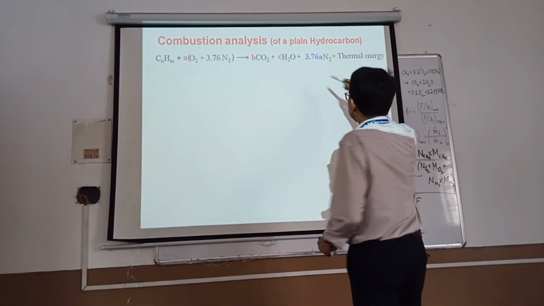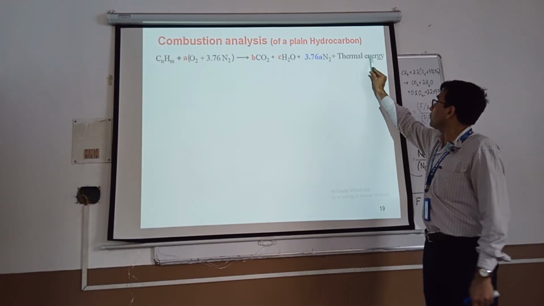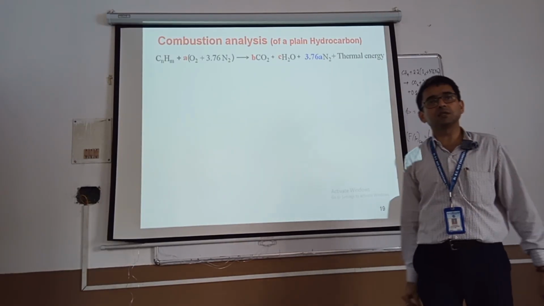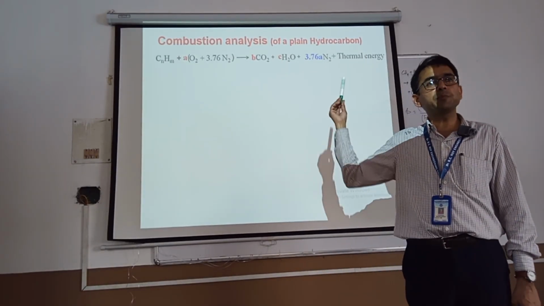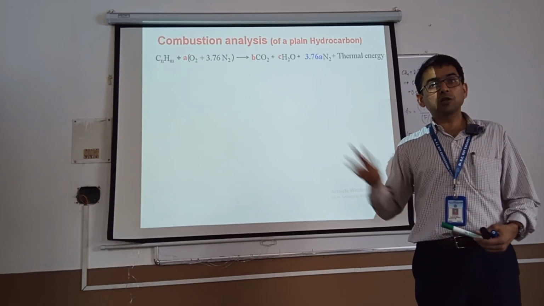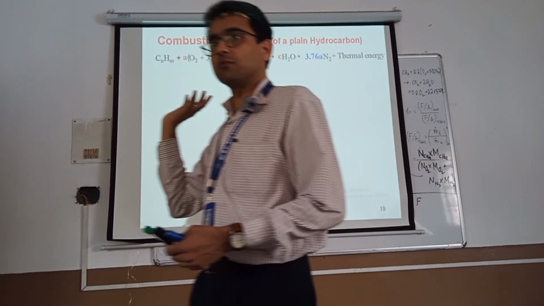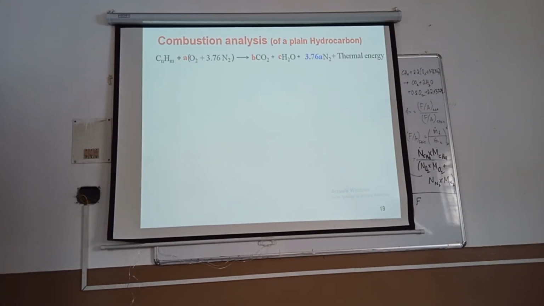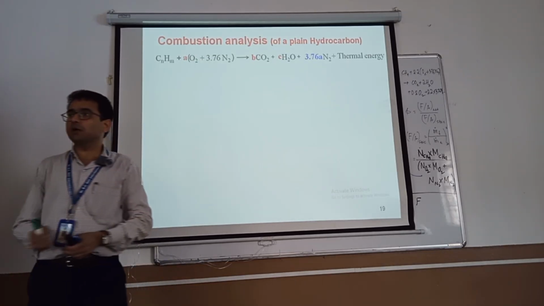Now this is an exothermic reaction. So on the product side we have written thermal energy. That means what? Where is it coming from? Can you tell me? Although we are not solving the conservation equation now, that means we are not solving energy conservation now, we are writing it deliberately to mean that this is an exothermic reaction, and where is it coming from?